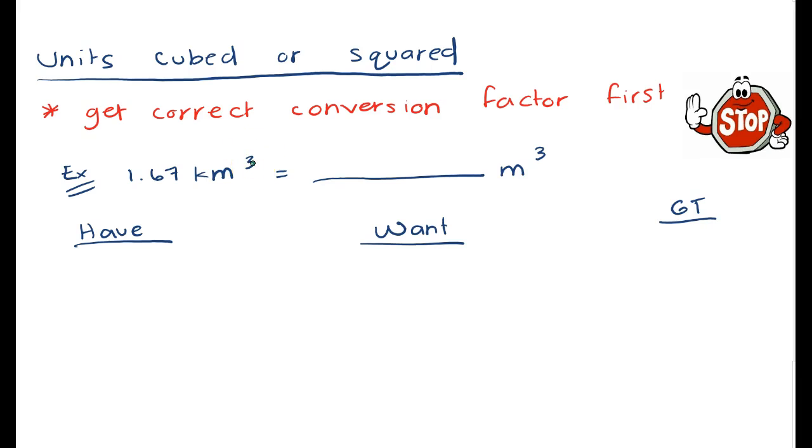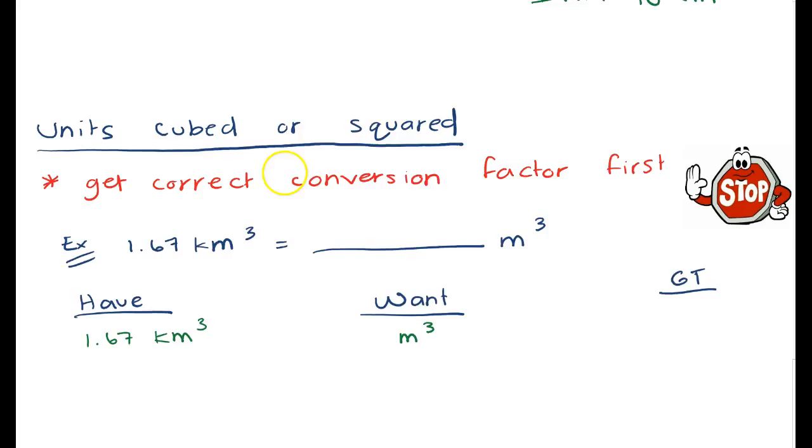So let's look at an example. What we have is 1.67 kilometers cubed. So this is units of volume since it's cubed. And what we want are meters cubed. Okay, so the very first thing we want to do is figure out the conversion factor between just kilometers and meters. Nothing else first.